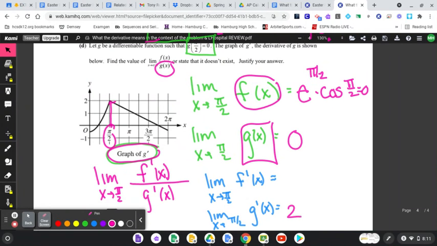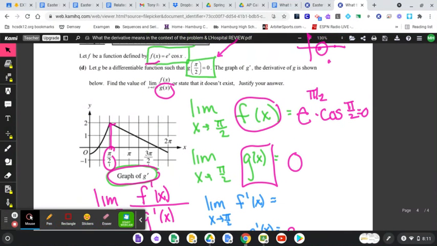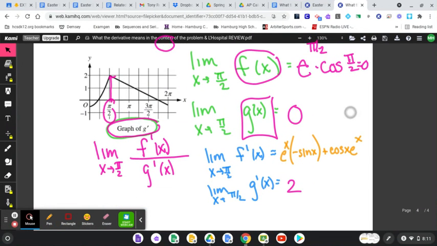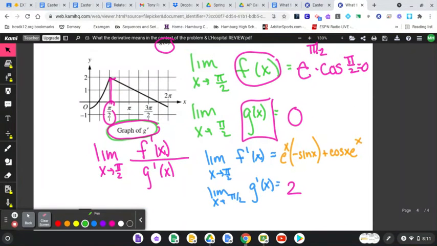Now I need f prime. Well, remember, they gave us f. So I have to slow down and go get f prime. So f back here was e to the x times cosine of x. So f prime. So I'm going to go first times the derivative of the second plus the second times the derivative of the first. So fairly simple product rule. I just now have to plug in pi over 2, which again isn't that bad. It's going to look a little ugly with the e's, but we're just going to go with it.